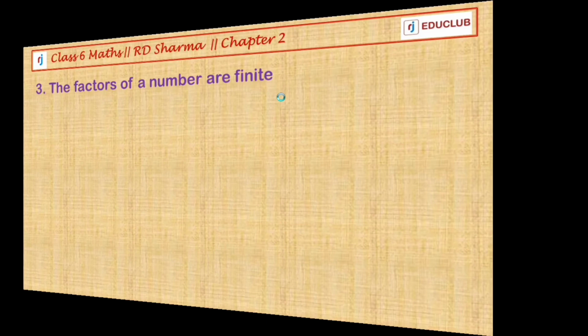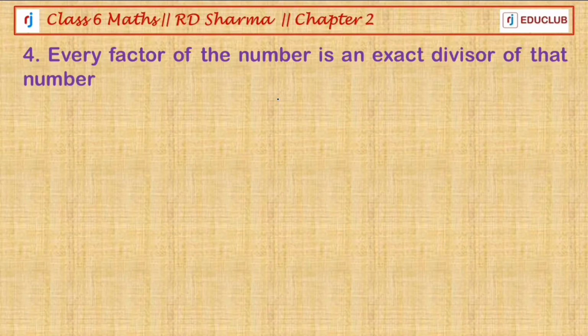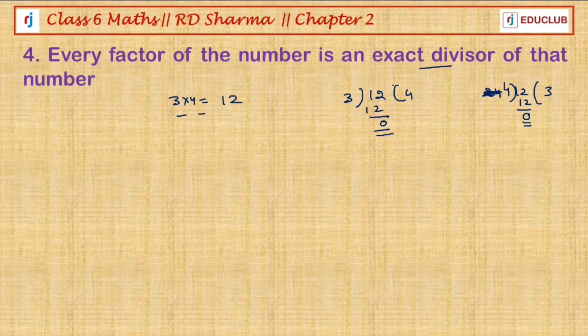Next is every factor of the number is an exact divisor of that number. For example, if 3 is a factor of 12, 3 into 4 is equal to 12. 3 is a factor of 12. It means 12 is exactly divisible by 3 and 12 is exactly divisible by 4 also. 4 3s are 12. We will get the remainder 0. 3 4s are 12. We will get the remainder 0. It means factors of a number are exact divisors of that number.